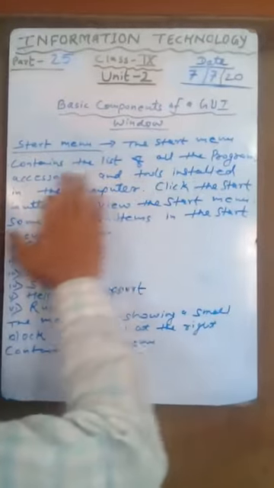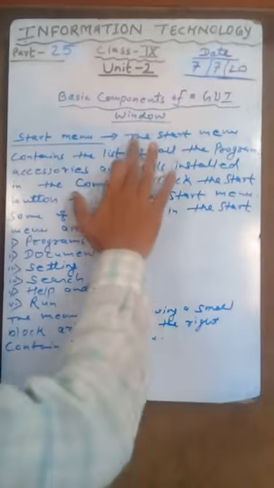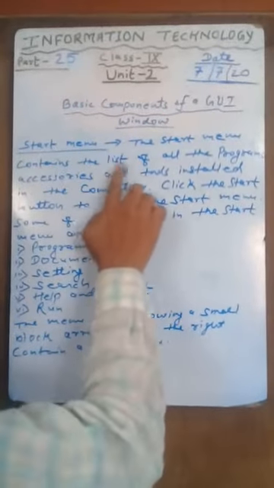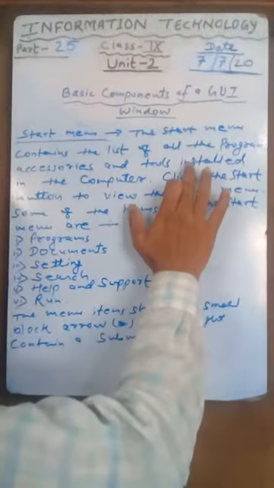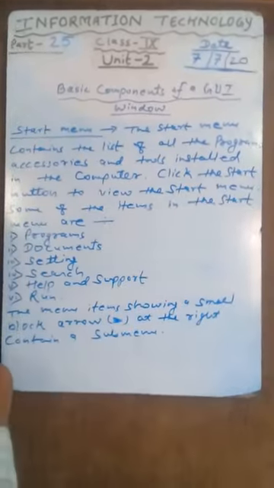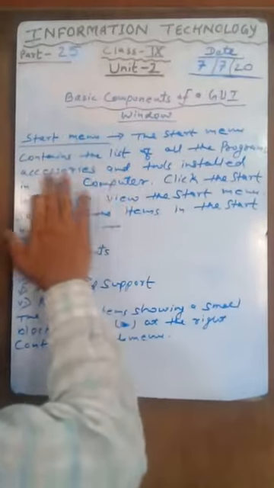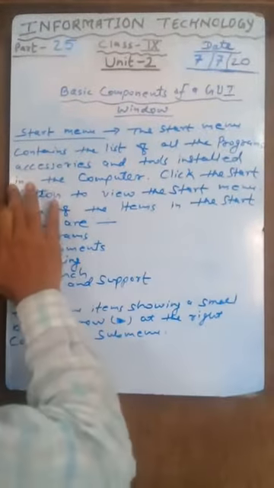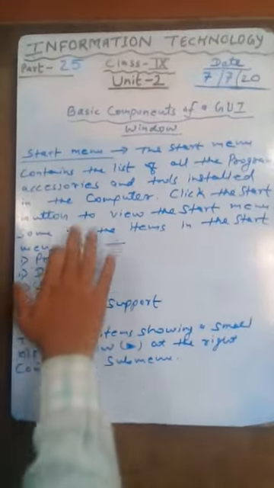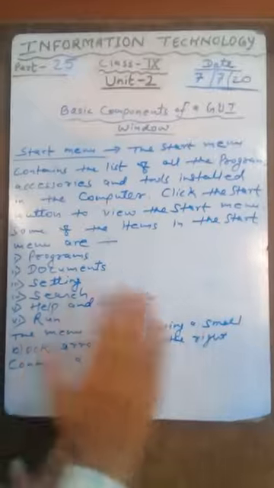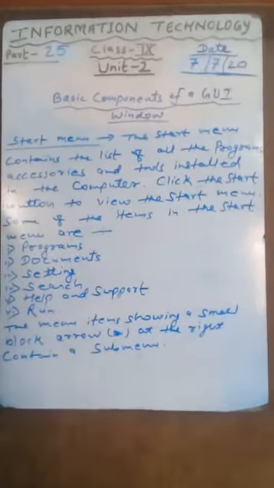The start menu contains the list of all the programs, accessories and tools installed in the computer. Click the start button to view the start menu.